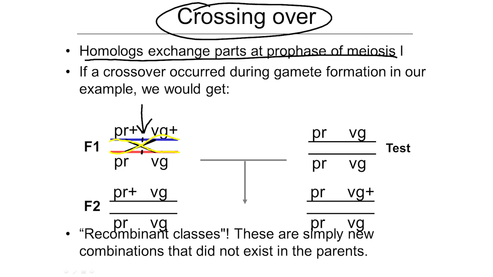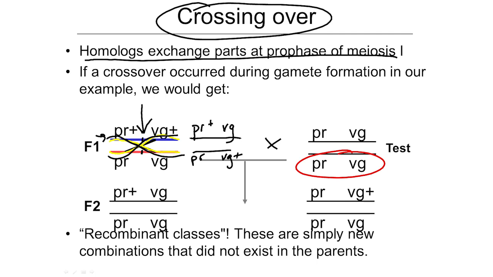Well, I'm going to redraw it down here, but basically what's going to happen is if you follow this top chromosome along, you're going to get one that's PR plus VG, right? And the other one is going to be little PR VG plus. So if a crossover happens, you're going to get these two types of gametes. If you then go ahead and do the test cross, let's follow along and see what happens now.